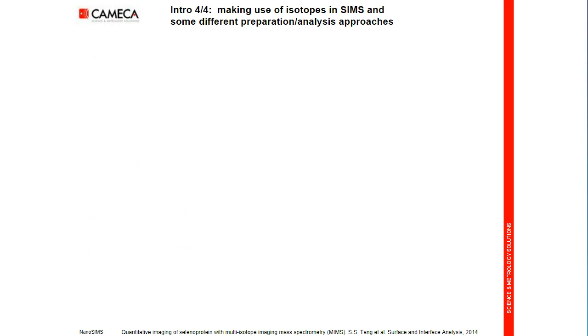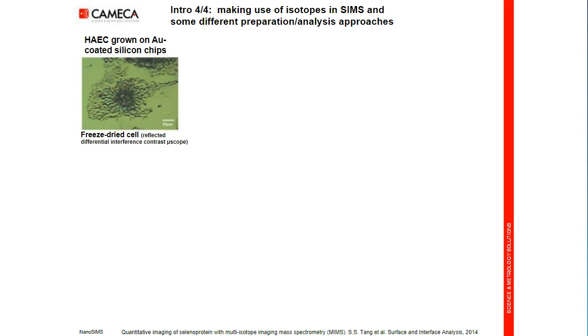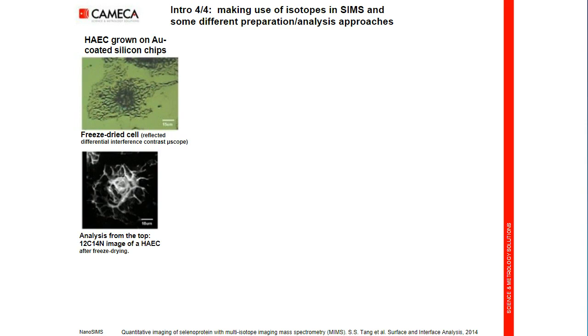First, a few words on the various possibilities of sample preparation. So these aortic cells were grown on gold-coated silicon chips. They were frozen and freeze-dried, and the dried cells were bombarded from the top with the NanoSIMS ion beam in order to sputter through. We see such a CN- image, so mostly the protein distribution.